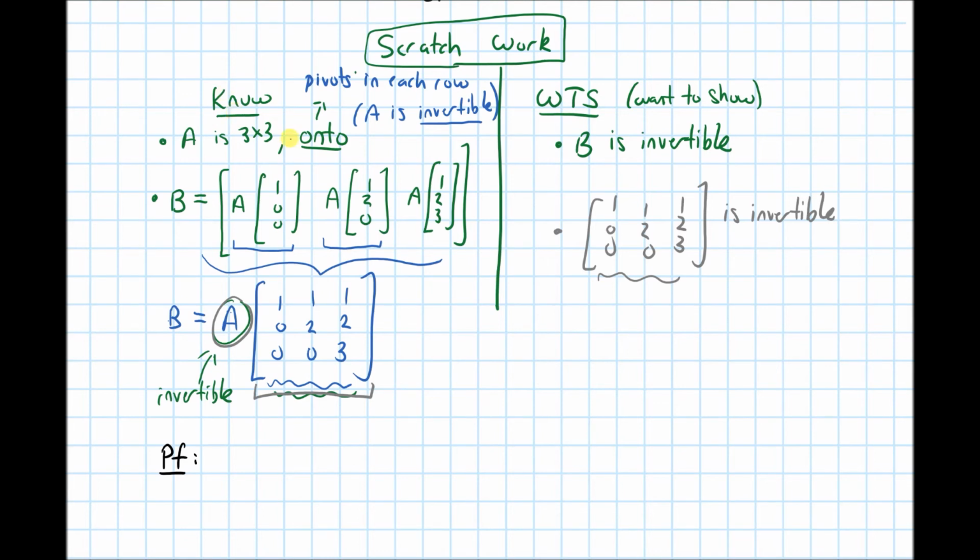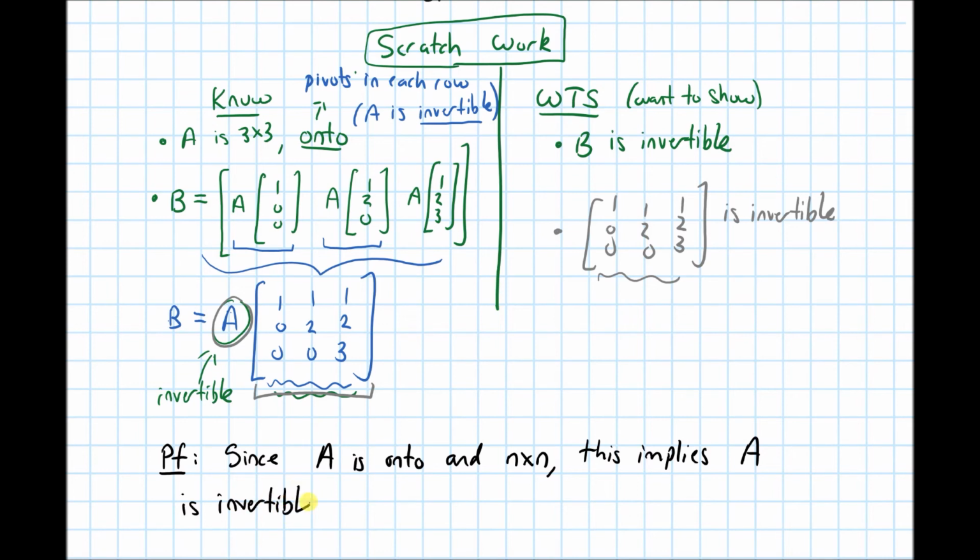So in the proof, I began with what I was initially given. We were given that A is onto. So since A is onto, and because it was also square, n by n, this implies that A is invertible by the invertible matrix theorem. If you didn't state that this is true because of the invertible matrix theorem, that's probably okay. But I just wanted to be as rigorous as I could here.